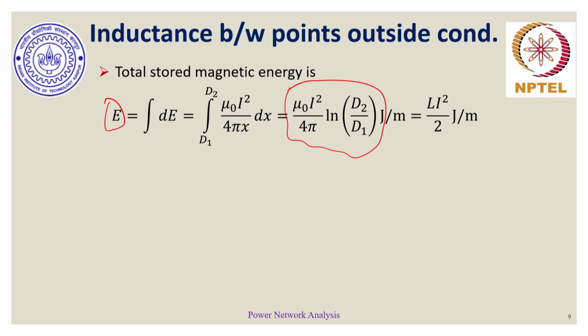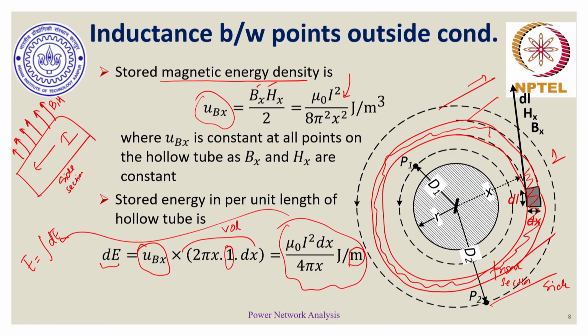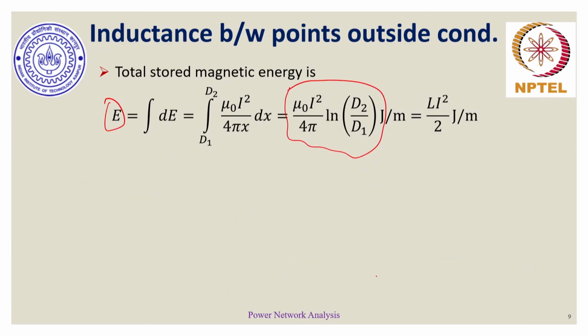We are trying to find the stored magnetic energy between points P1 and P2, which are at distances d1 and d2 from the center of the conductor. The corresponding energy stored in this section of the current-carrying conductor, the value of E which we have evaluated, is nothing but mu naught I square by 4 pi natural log of d2 by d1. This energy is also equal to half L I square, where I is the net current present in the conductor.